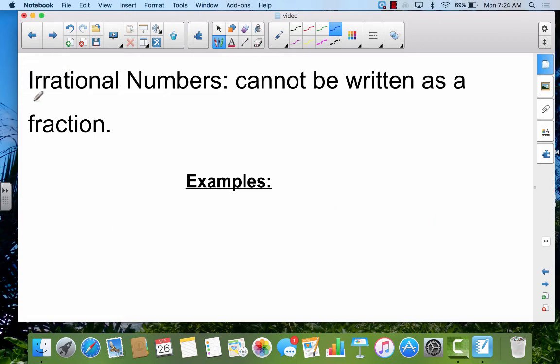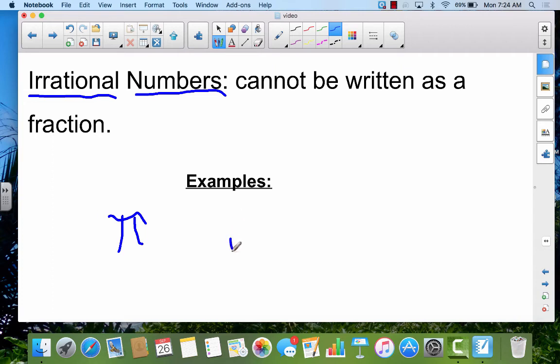I also have irrational numbers, which are the opposite, and these are the ones that cannot be written as a fraction. So for example, pi. Now we know pi is some long crazy decimal. There's no real pattern to it. You can't predict what comes next. So I wouldn't be able to make that decimal into a fraction.